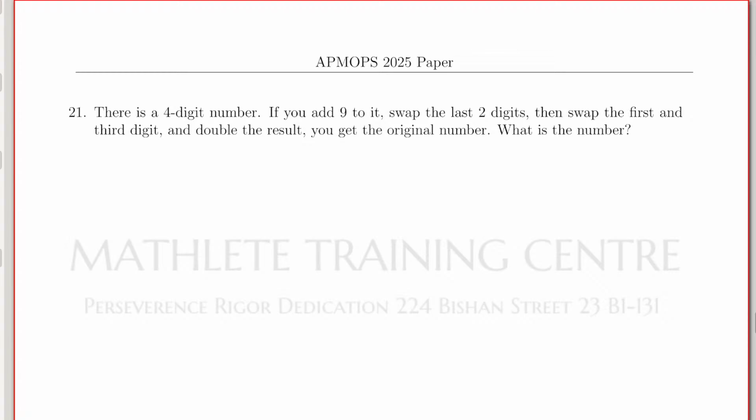Okay, what it says is that there's a 4-digit number. If you add 9 to it, swap the last two digits, and then swap the first and third digit and double the result, you can get the original number. Sounds like a whole entire mouthful, right? How do you write this thing down here?